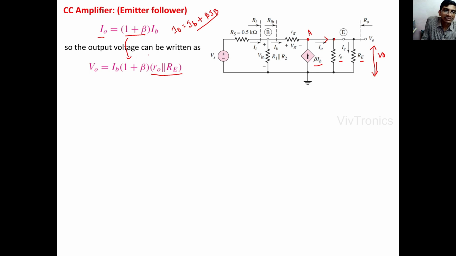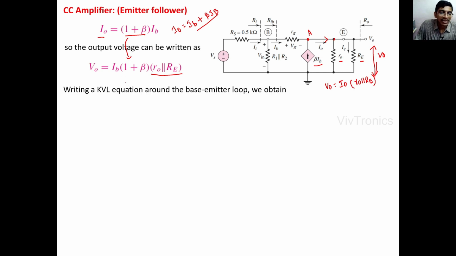Okay, so what is the actual V naught equation? V naught is equal to I naught, the current, into R naught parallel RE, and now I naught can be replaced with 1 plus beta into IB. We write the KVL equation around the base to emitter loop, which is the emitter side, and then we get the VI in, which is the voltage across R1 parallel R2, that is equal to the voltage drop in this loop.